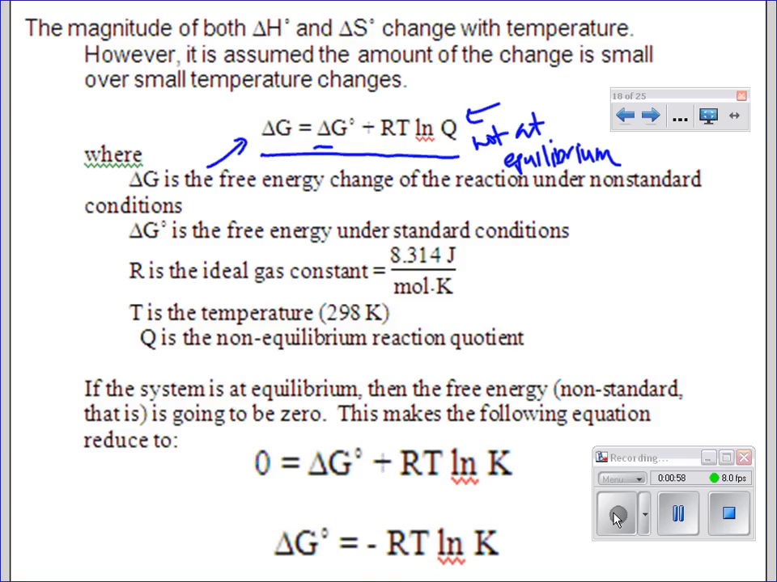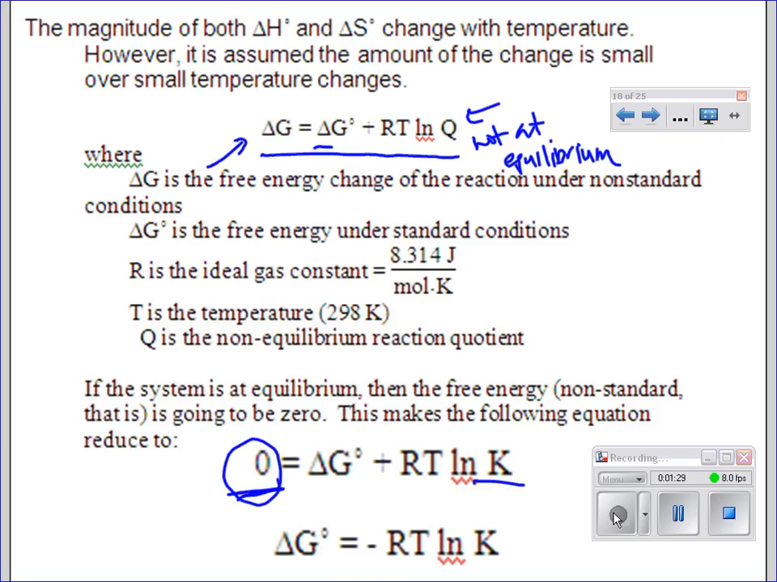But if we are at equilibrium, Q turns into K. And what else is true about equilibrium? What does delta G equal? 0. And the delta G we're talking about equaling 0 is your non-standard delta G. When we used the phase change and said it was at equilibrium, that wasn't necessarily a standard condition G. So the non-standard G is what is equal to 0 at equilibrium.